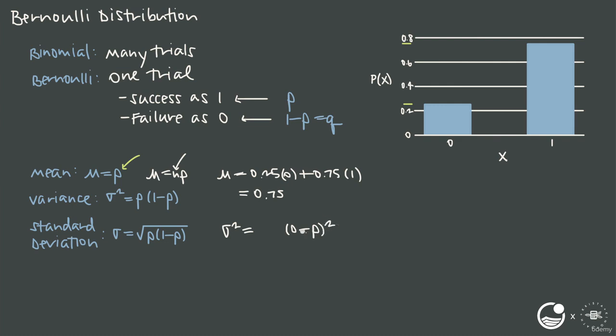So this is the square difference between this particular x sub i and the mean, and then we multiply this by the probability of getting a 0. Well, in this case, that's the probability of failure, 1 minus p. So we multiply that by 1 minus p. And we do this for every value that x can possibly take on. So the only other value here is 1. So we add to this.